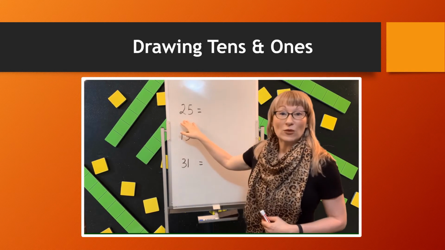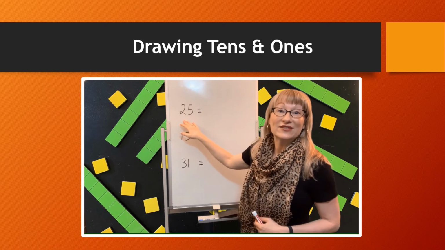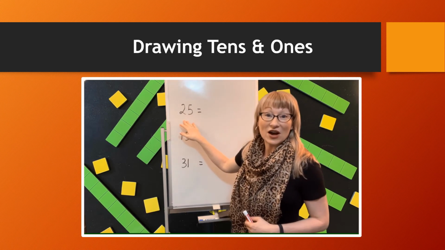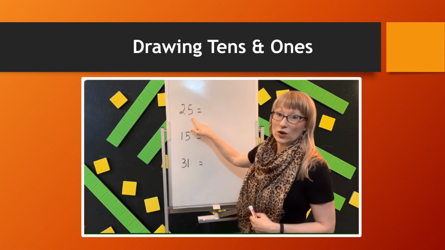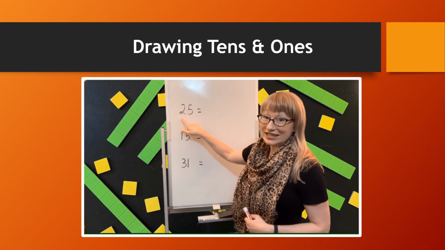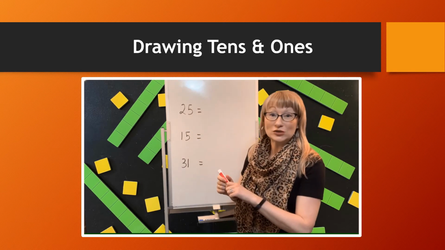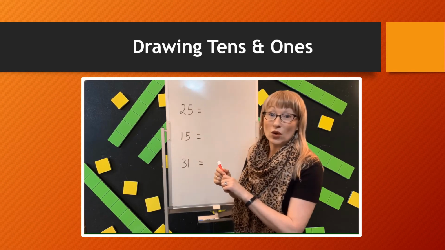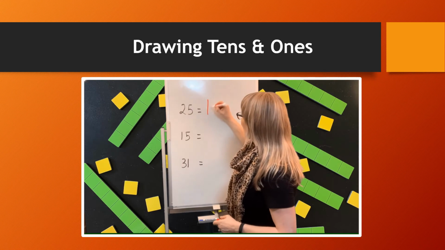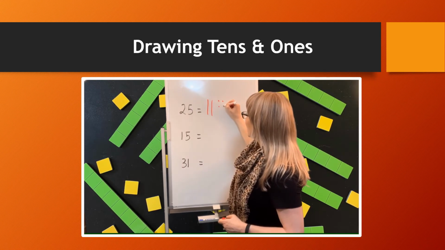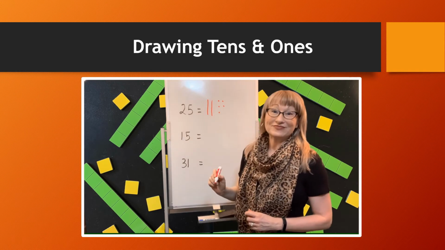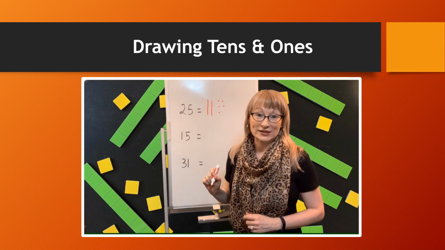The first number we're going to work on today is 25. Now 25 has 2 in the tens and 5 in the ones. So we're going to draw 2 tens and 5 ones. 10, 20, 21, 22, 23, 24, 25. It's exactly how I want you to draw base 10 blocks.